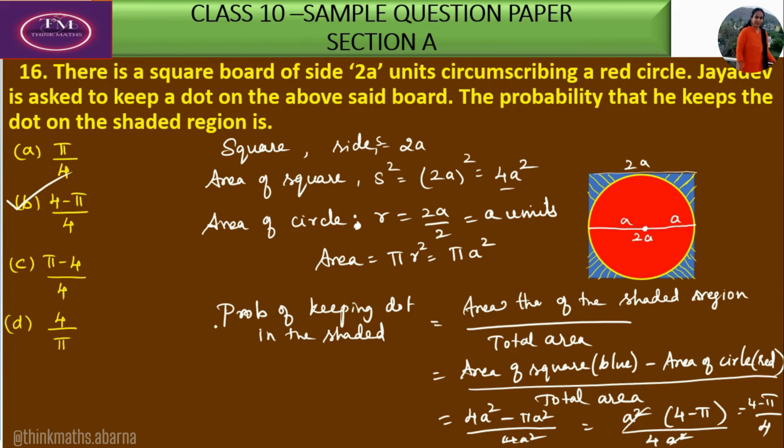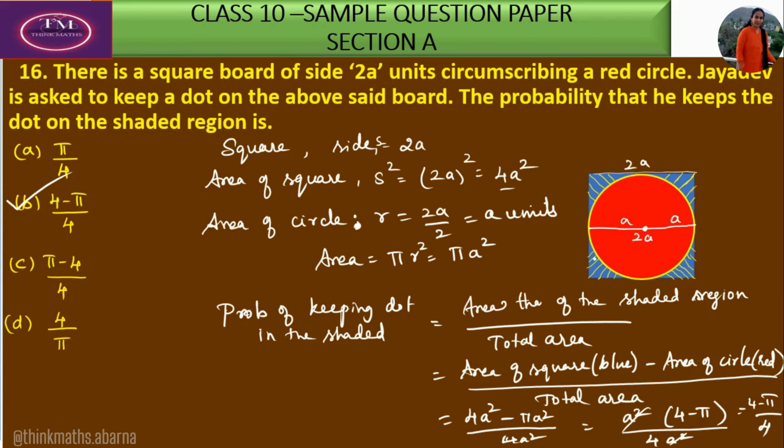Okay, children, do you understand? Let me explain it again. There is a square board and this square board circumscribes a circle. We have only these regions shaded here. In the blue square, these regions are shaded. In this shaded region, Jaydev keeps the dot. What is the probability that he keeps the dot in the shaded region? This shaded region can be calculated by finding the area of the square and the area of the circle. From the square, if we take out this circle, that will be the area of the shaded region.